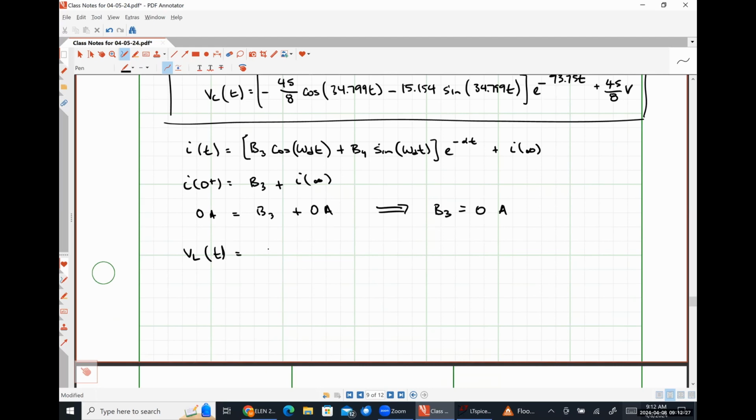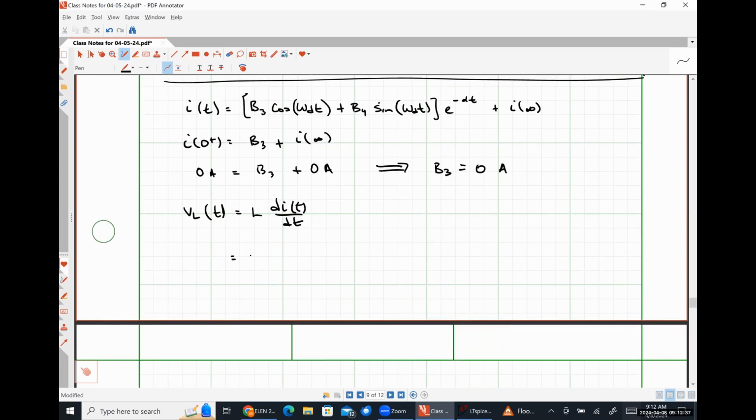VL of T is going to be L di by dt, which is going to look like L times omega d B4 minus alpha B3, cosine omega d t, minus omega d B3 plus alpha B4, sine omega d t, e to the negative alpha t.